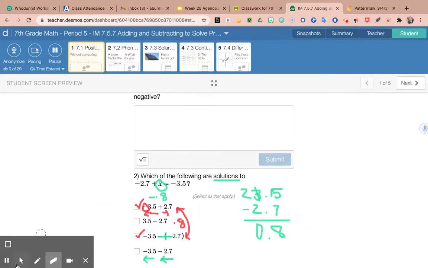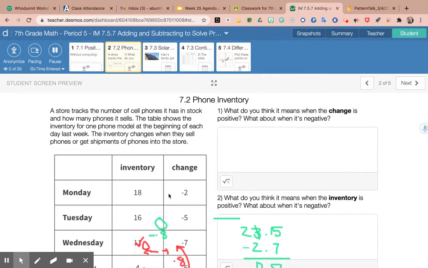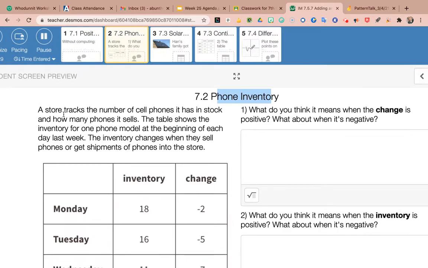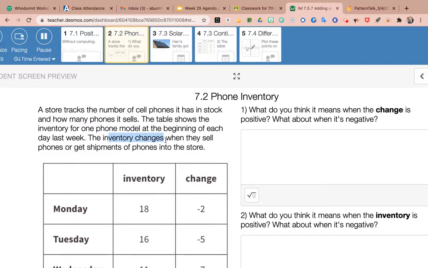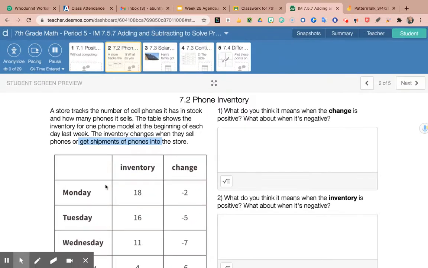All right, on to the next problem. Number 2, it says phone inventory. A store tracks the number of cell phones it has in stock and how many phones it sells. The table shows the inventory for the old phone model at the beginning of each day last week. So you'll notice each day they have their inventory and then they have a change. The inventory changes when they sell phones or get shipments. So that's going to be something important to keep in mind.